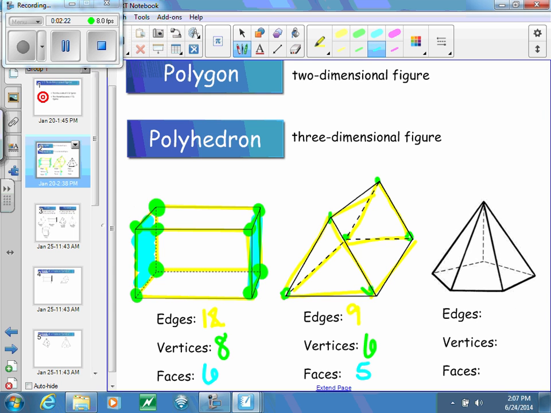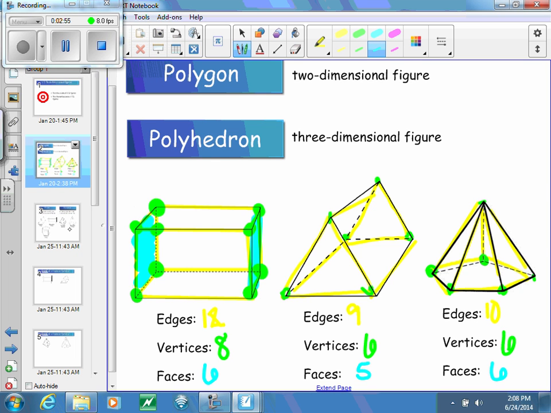The next one here, we have a type of pyramid. When I look at all the edges, I've got 1, 2, 3, 4, 5, 6, 7, 8, 9, and 10 edges. Vertices 1, 2, 3, 4, 5, and 6. So we have 6 vertices. Number of faces, I have the bottom, which is 1, and then I have 5 sides around that. So that ends up giving us a total of 6 faces.